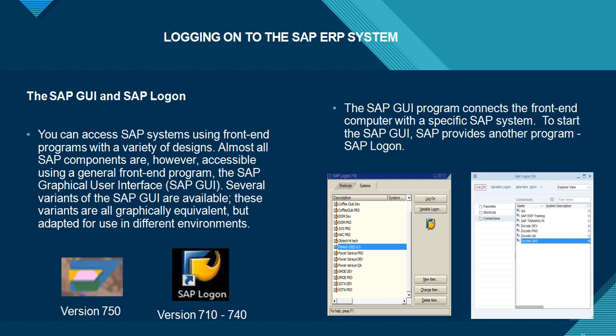So the SAP GUI program connects the front-end computer with the specific SAP system. To start the SAP GUI, SAP provides another program called the SAP Logon. So this is the SAP Logon. This is the old model, the old GUI. You can see this one is 710, while this one is 750. So this is what you see for 750. All right. So you select the particular system and then you click Log On. When you do that, it takes you to the SAP environment. So we're going to practicalize that now.